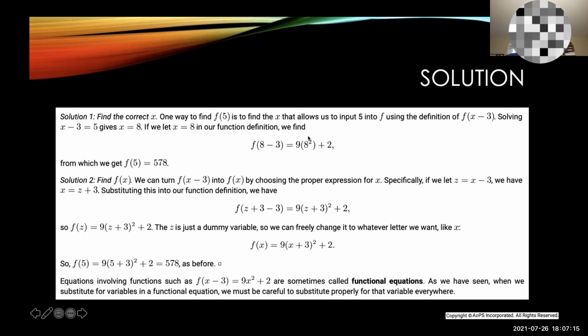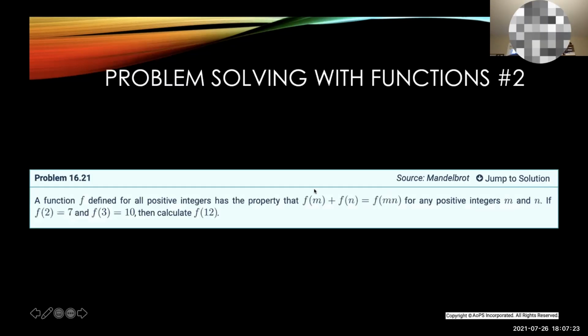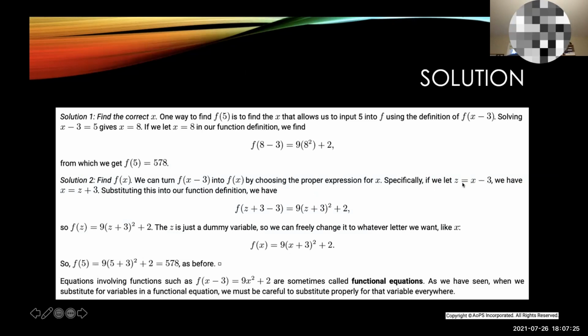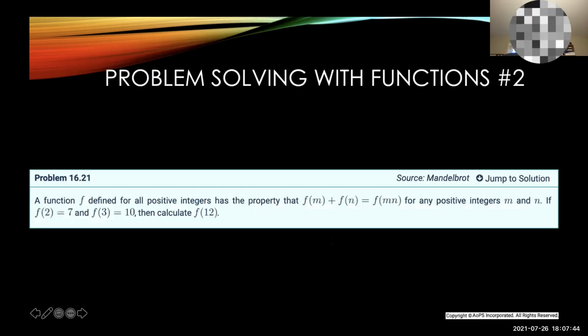So we use 8, put it in here, square it, multiply by 9, add 2, and we get 578. So that's one way to do it. Another way is to take a proper expression. You do f of z, where z equals x minus 3, and then x equals z plus 3. So you do z plus 3 minus 3, and you put the z plus 3 into the equation. If you solve it that way, you'll also get 578. This is a lot more complicated. This is a much simpler way, but for those of you who did it this way, the solution's here.